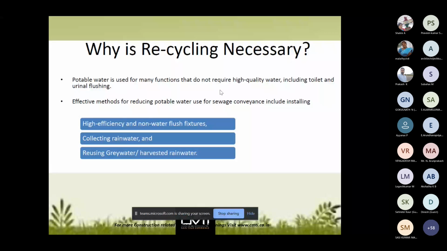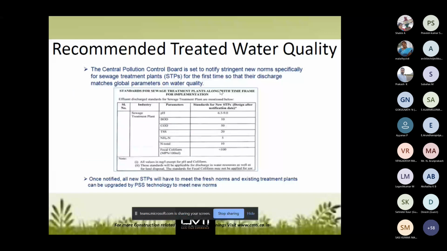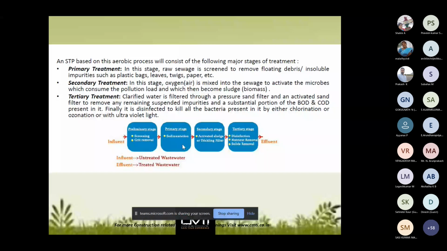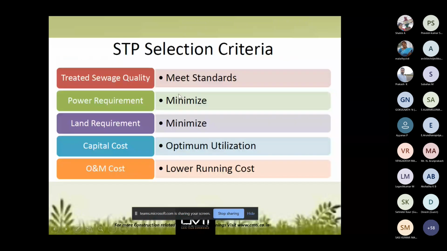Regular audits of STPs will help. This is also one of the audit and credit points. So we have to maintain treated water records for the STPs, if you have an STP in your place. And these are the selection criteria for STPs. It should meet the standards, based on power requirement, area, land requirement, and capital cost, and which technology we can use.